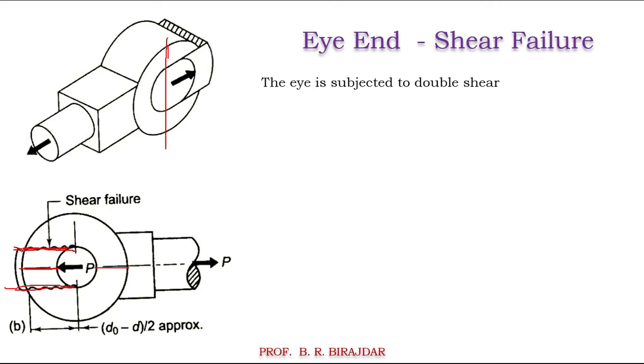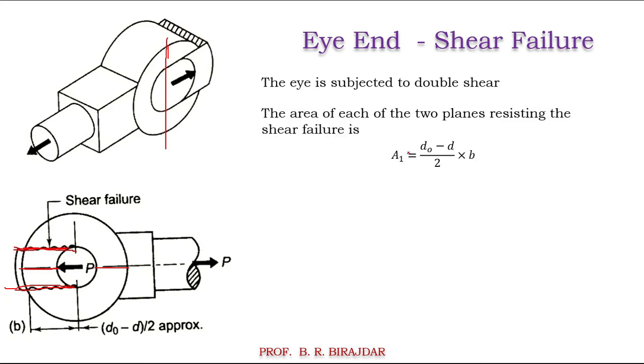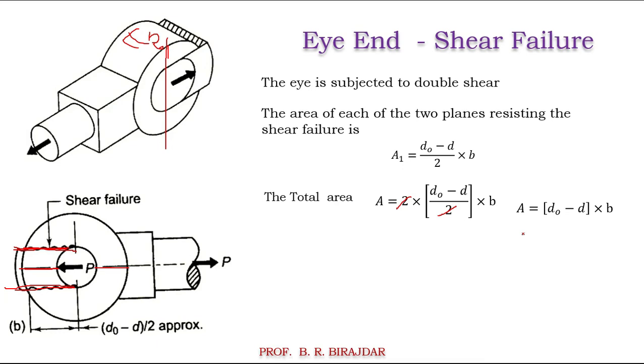And as there are two areas, at the upper side and the bottom side, there is a double shear, so we have to take the 2. Therefore we will get the area A1, that is DO minus D divided by 2 into B, if I take this width, that is B, right? This is the one area, and as there is a double shear, we multiply it by 2. This 2 will get cancelled, and again I will get the total shearing area equal to DO minus D into B.